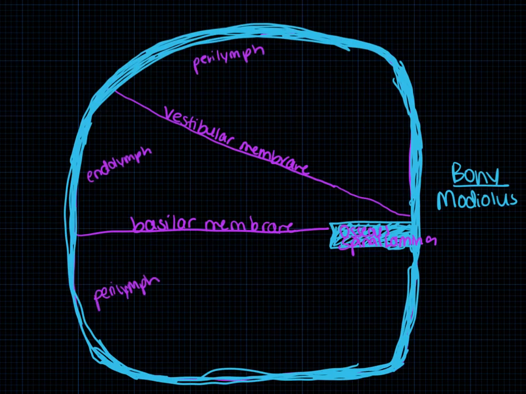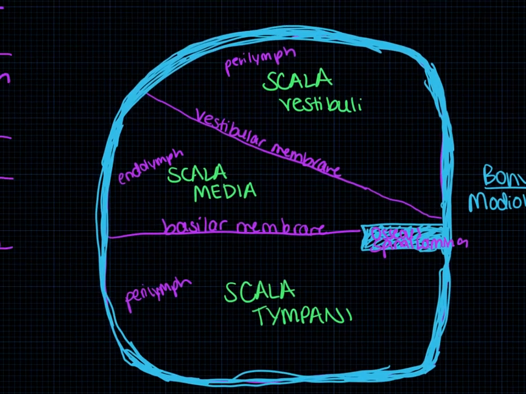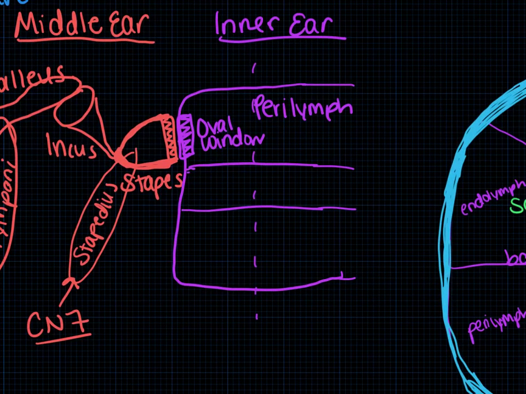And this particular region that's adjacent to the vestibular membrane is going to be called the scala vestibuli. And this region that's adjacent to the basilar membrane is going to be called the scala tympani. Within the cochlear duct, this region is going to be called the scala media. So, going back to this image, this region located up here is the scala vestibuli, whereas this region down here is the scala tympani. So the stapes is contacting the oval window in the scala vestibuli.